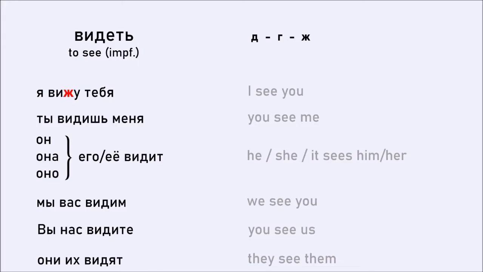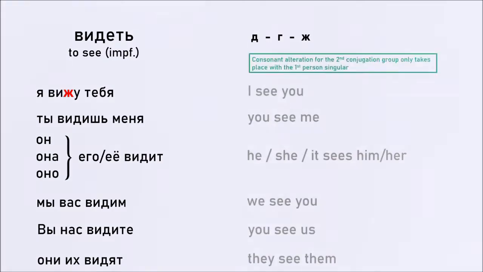Now, you might have noticed that видеть is a very irregular verb because it undergoes consonant alteration only for the first person, yet, strictly speaking, it is not the second conjugation group because it ends in еть. So, yeah, it's just one that you have to remember.